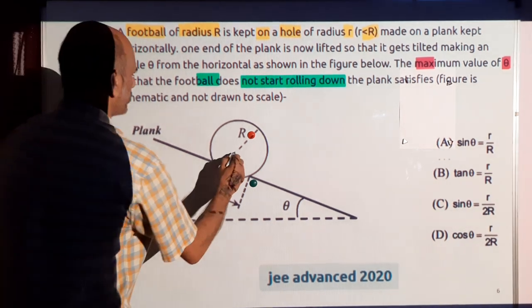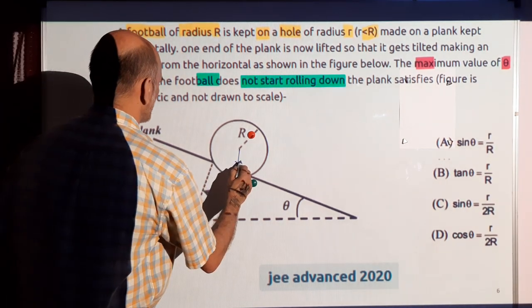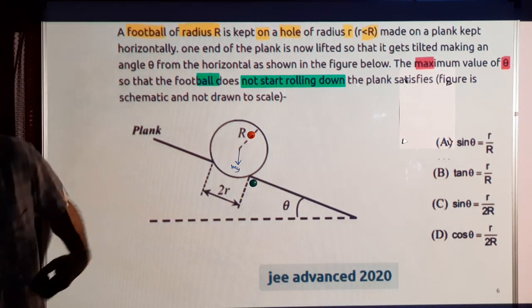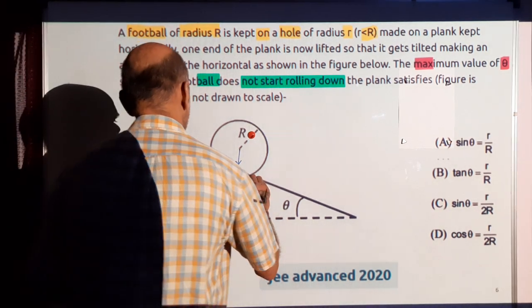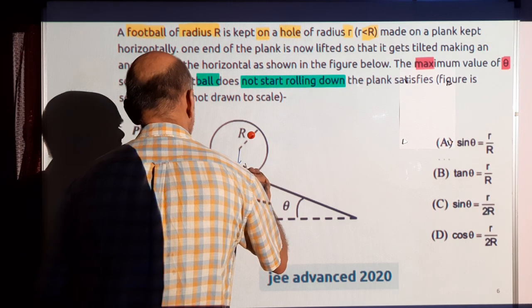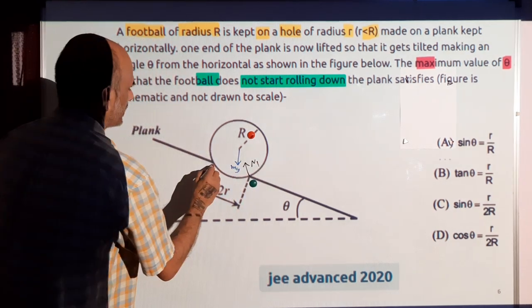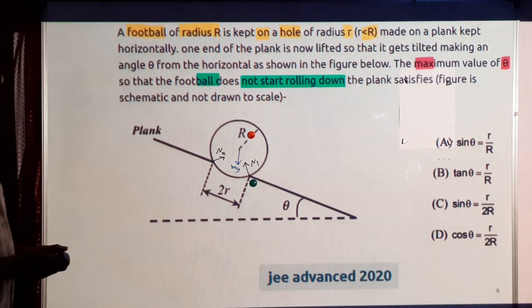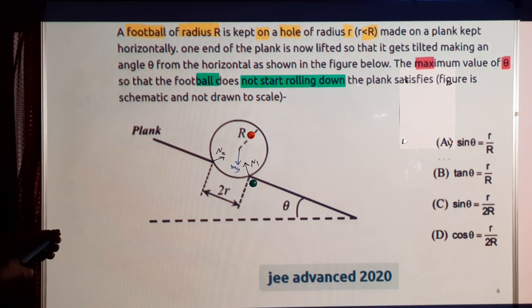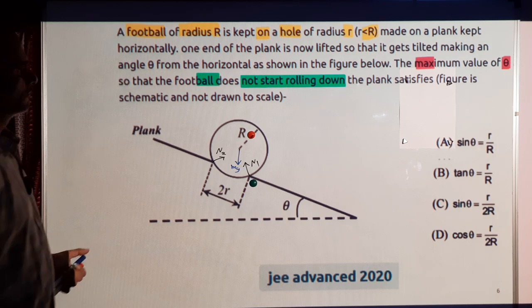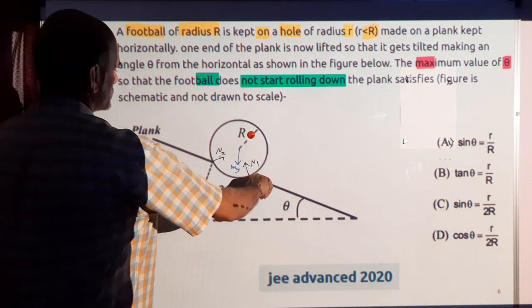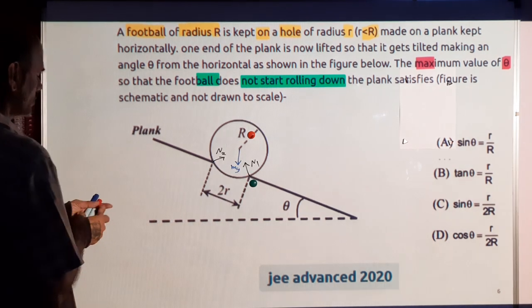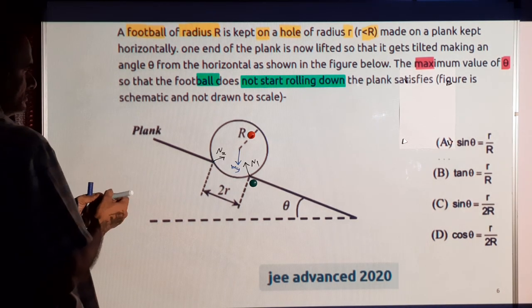The forces acting on this ball are the weight of the ball, which is m into g, and there will be normal reactions at two contact points. This one is n1 and the second contact point is n2. These are the only forces acting on this ball. When it's about to lose contact, it will rotate about this point. The ball will rotate like this. So it will rotate about this point. So n2 will be 0 when it's about to lose contact.